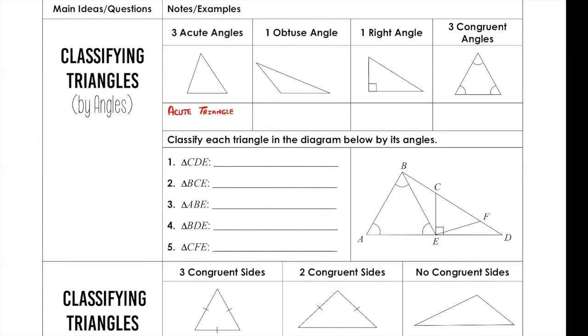What about if it's got an obtuse angle? What do we call it? An obtuse triangle. You are very intelligent. What about when it's got a right angle? A right triangle. Not that there's a wrong one.